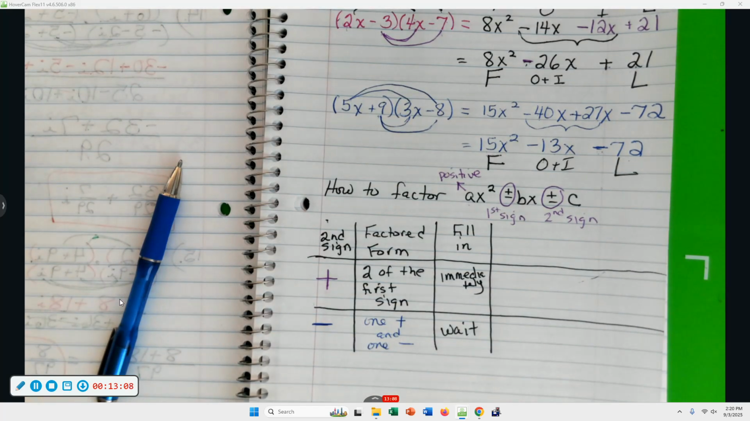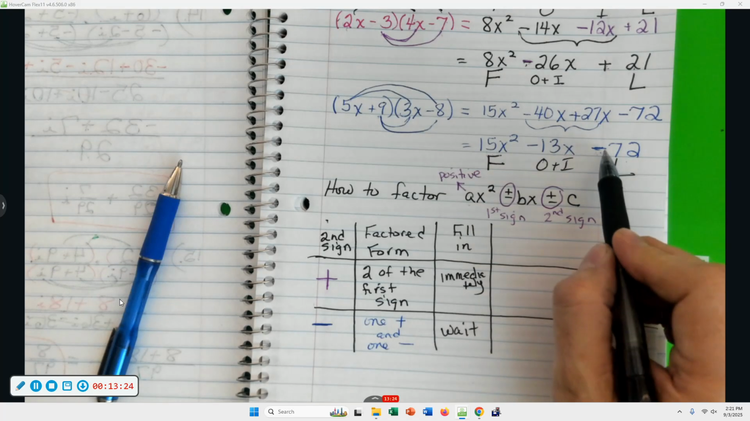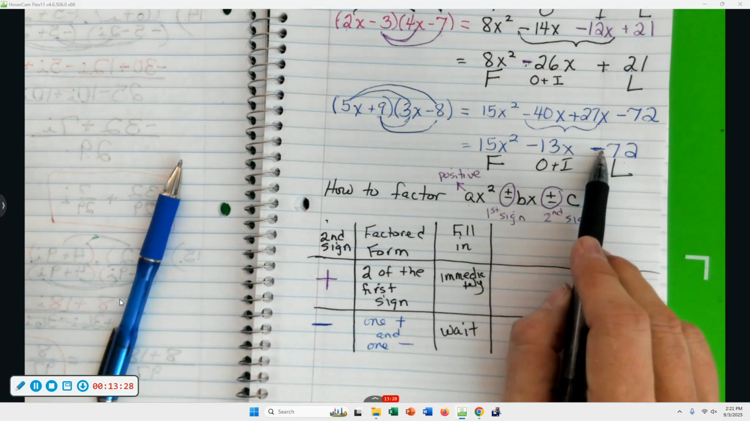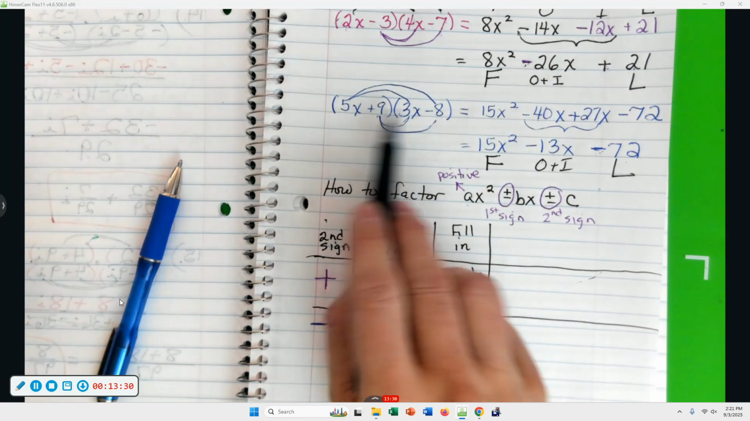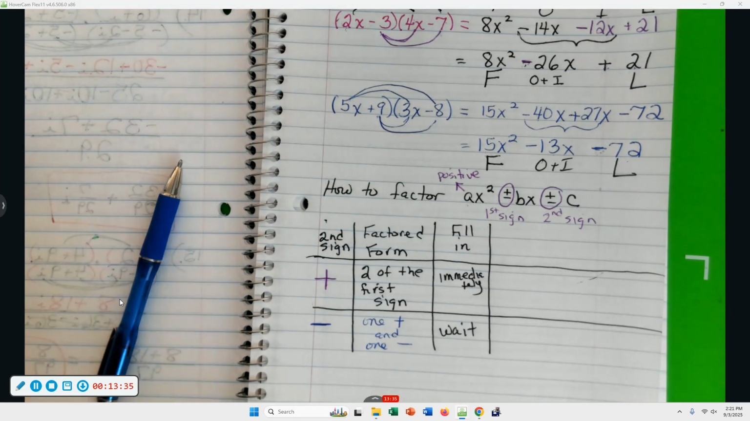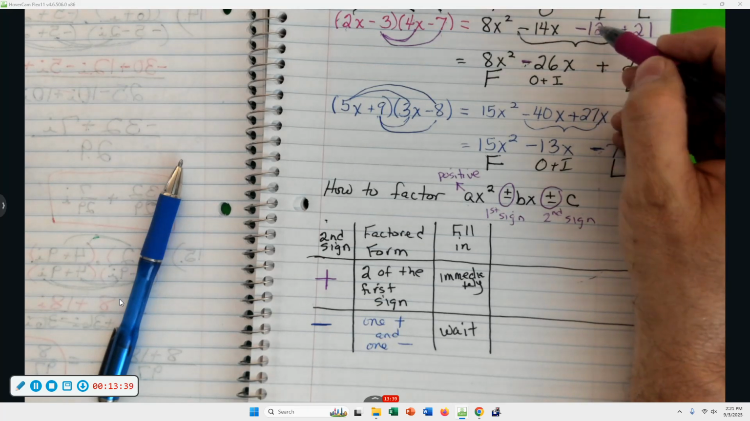Again, those teachers that have told me, oh, this table makes sense to me, but do your students understand it? I think generally by the time you get the hang of this, it makes sense. So I've told you how to decide on the signs. Second sign is plus, 2 of the first sign. Second sign is minus, 1 plus and 1 minus. I'll wait to fill those in. Now, something about these numbers here. Look at the outer and inner.